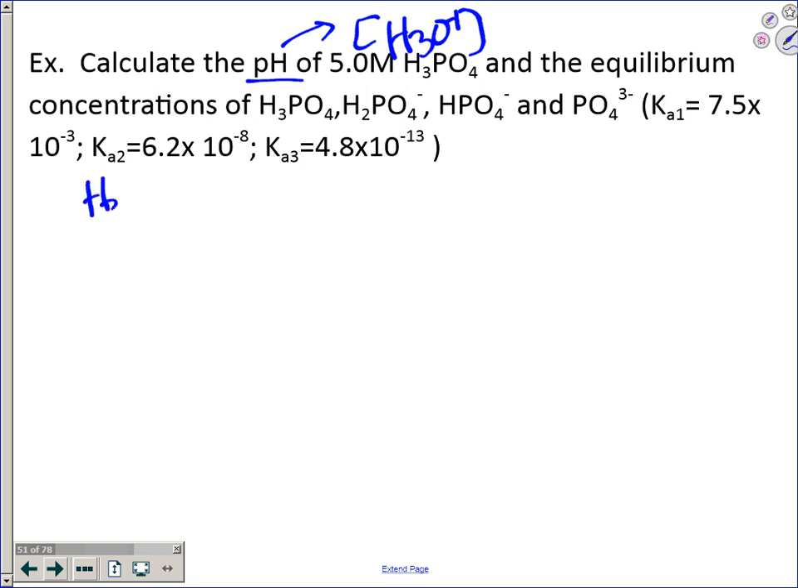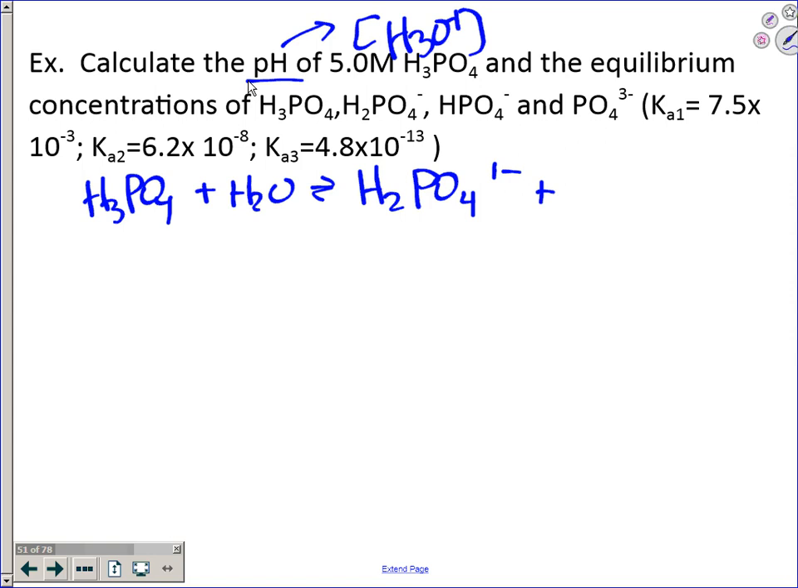So phosphoric acid plus water makes what? Don't have to name it, just spell it out for me. H2PO4 1 minus and hydronium, okay? And this will be Ka1, which is 7.5 times 10 to the negative third. We have a concentration given, which was 5 molar. So where am I putting that 5 molar? Under the initial acid, okay?